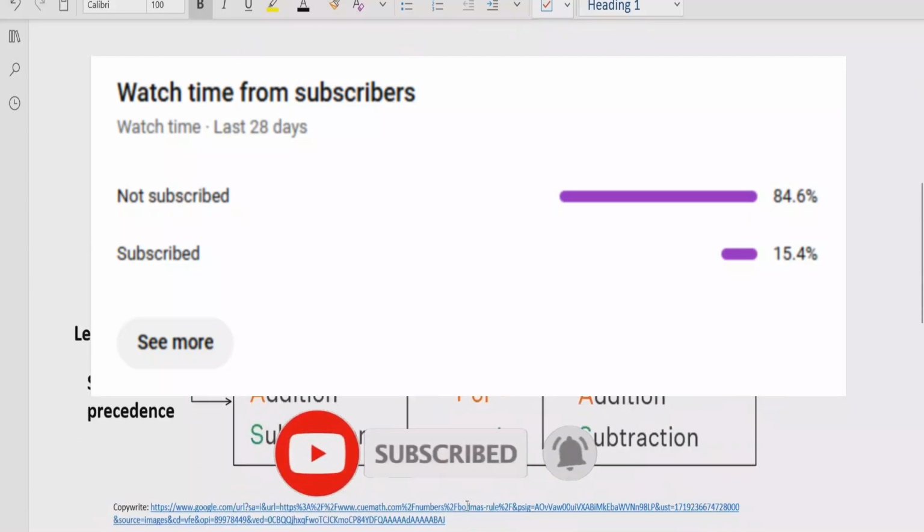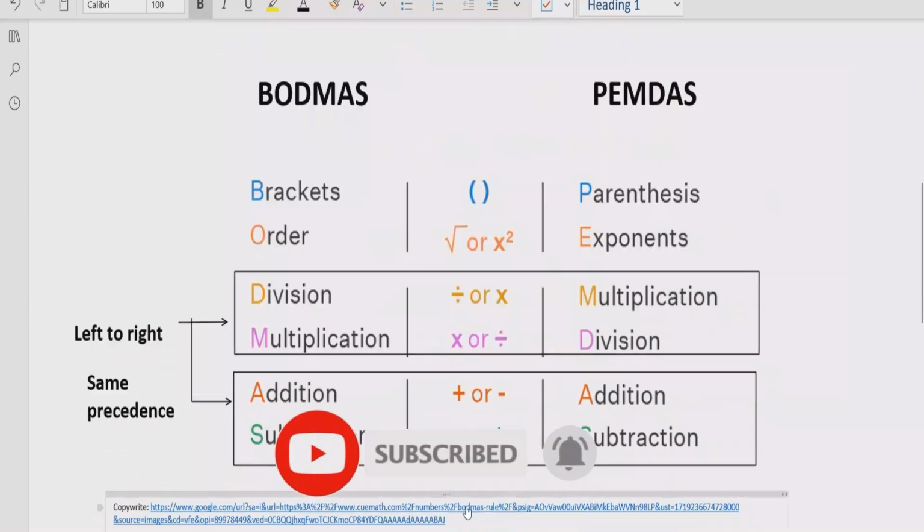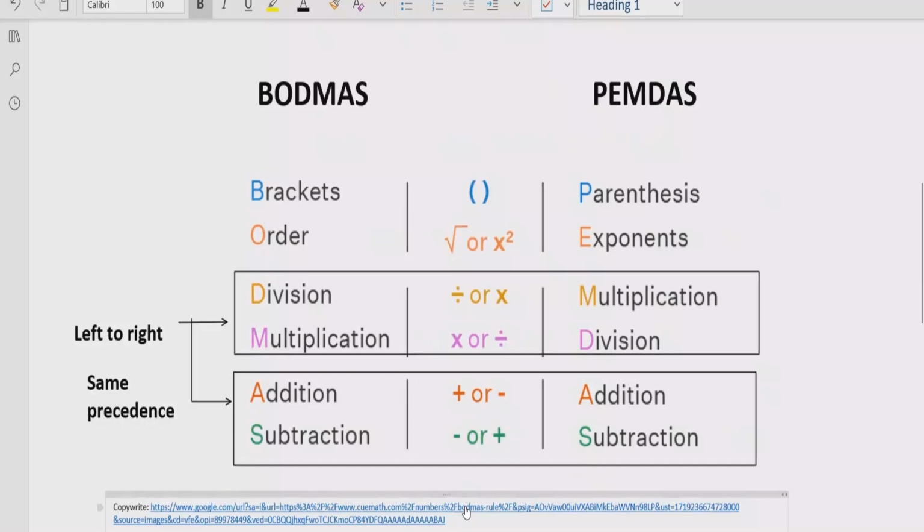Now, let's talk about what are the rules which we can follow to solve the given expression. As you can see, here we will discuss two rules, BODMAS and PEMDAS. These rules we can apply to solve any arithmetic expression. The rule says if your expression contains any bracket or parenthesis, you have to solve that part first in your expression. After the bracket, you have to solve the power of any number. If your expression contains any number which has the power, you have to solve that part after the bracket.